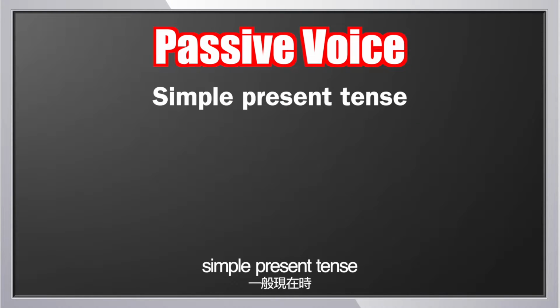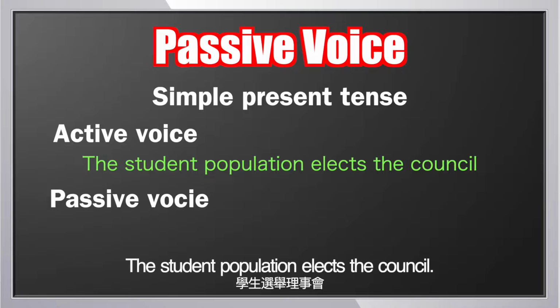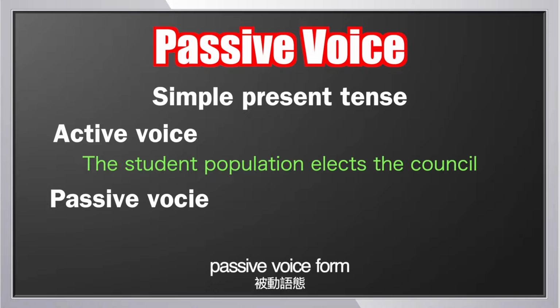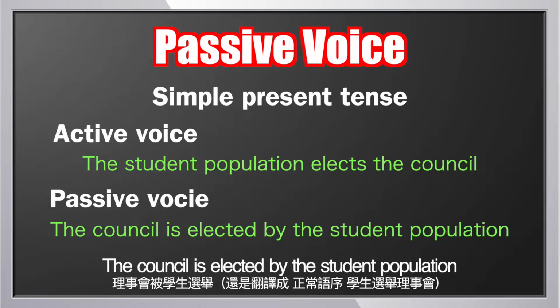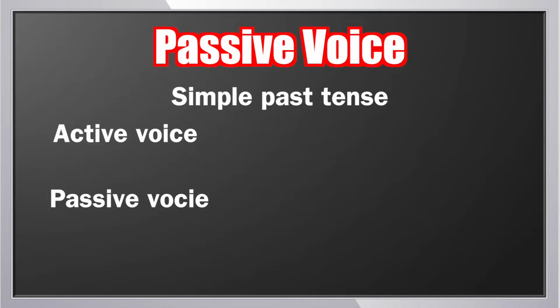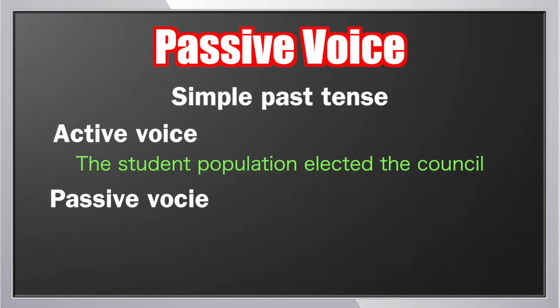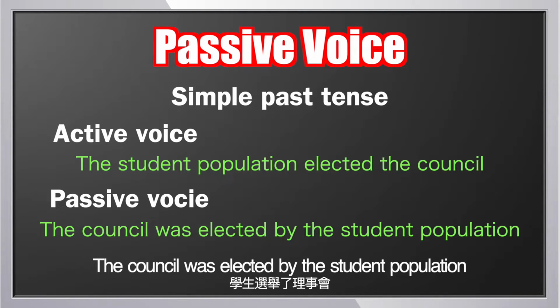Simple present tense. Active voice. The student population elects the council. Passive voice form. The council is elected by the student population. Simple past tense. Active voice. The student population elected the council. Passive voice. The council was elected by the student population.